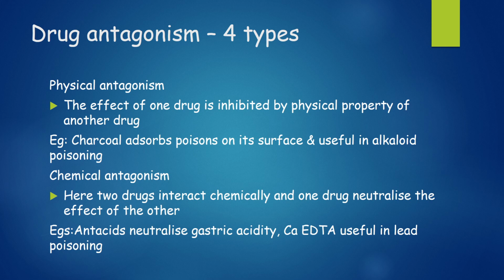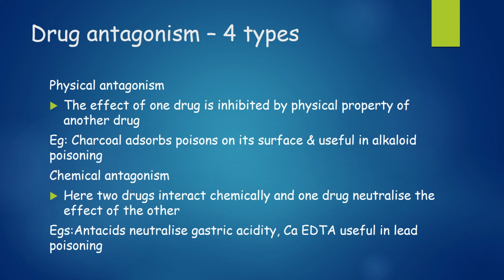Okay. For example, charcoal. In the initial part, I have told what the charcoal is doing. Charcoal is an adsorptive agent, so it will adsorb some substances. So, in poisonings, when activated charcoal is given, the surface of that charcoal will adsorb the chemicals on its surface, and it is useful in alkaloid poisoning. So, this is physical antagonism, the physical property of a drug which inhibits the action of another drug.